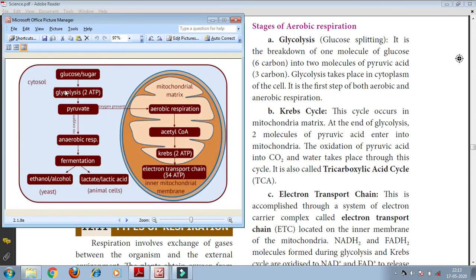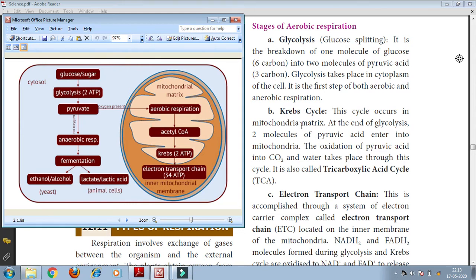You can see here this cycle. Glucose is split in glycolysis, 6 carbon into two molecules of pyruvic acid, which is 3 carbon. When oxygen is present you call it aerobic respiration, and when there is no oxygen it is called anaerobic respiration. This glycolysis process is common for both aerobic and anaerobic respiration and is the first step.